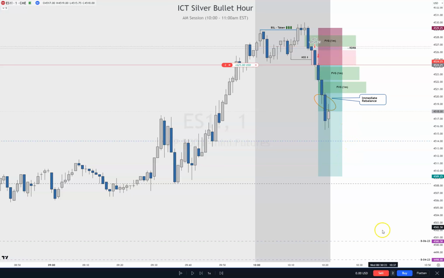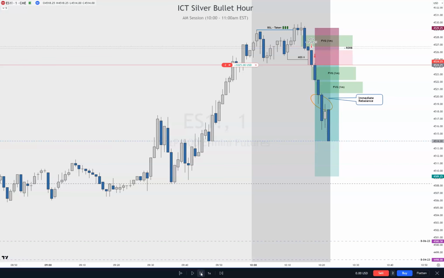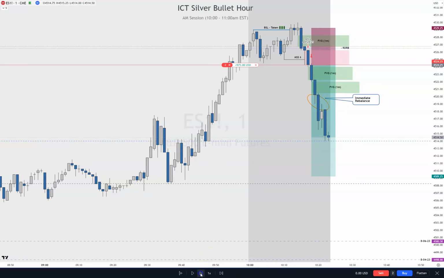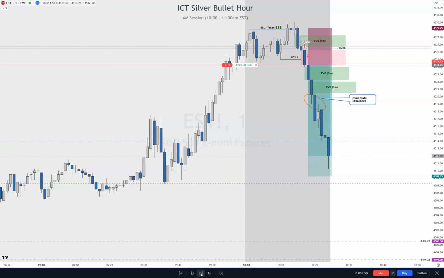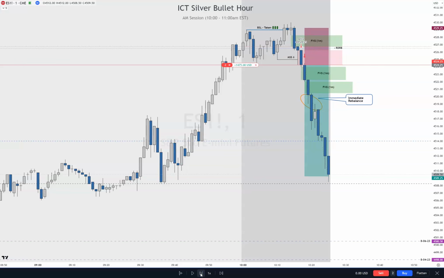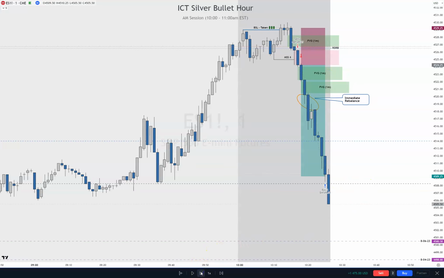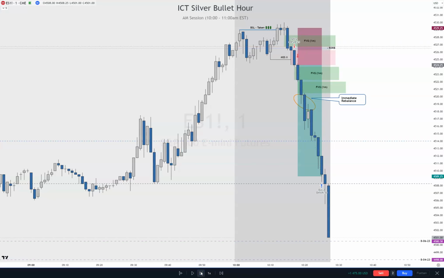So we're going to try that. No partials at this point. We're just going to flatten it whenever we get down here. And right there would have been where we would have taken a partial had this not occurred. Okay, I'm going to flatten it there because that would have taken us out right here. And see how much farther we get. All the way almost down to the new week opening gap.